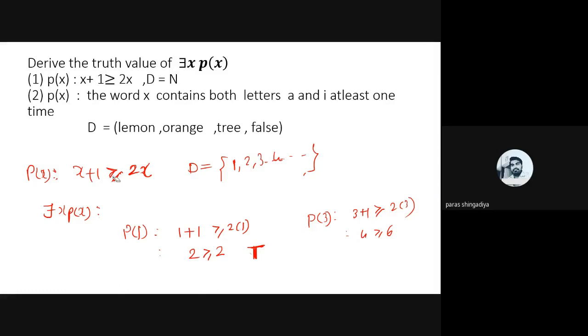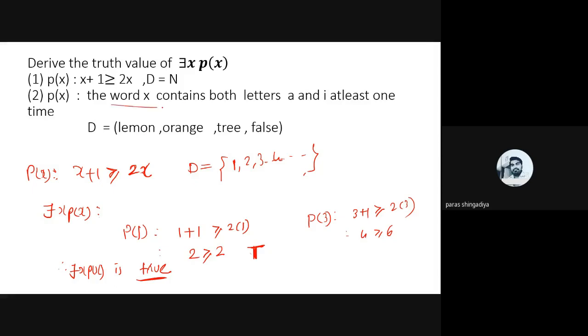And if I remove the equality from this predicate, then it will be incorrect. For any value you consider, it will be false. But now equality is given there, so it will be true. 2 greater than or equal to 2, that is the true form, and we just require a single value to say P of x is true or not. So here P of 1 becomes true. Therefore we can say that there exists x, P(x) is true.